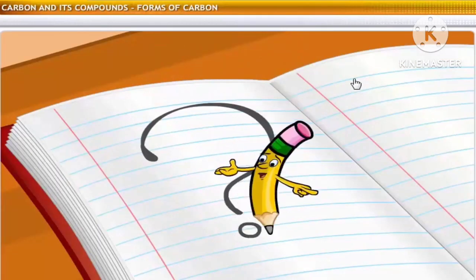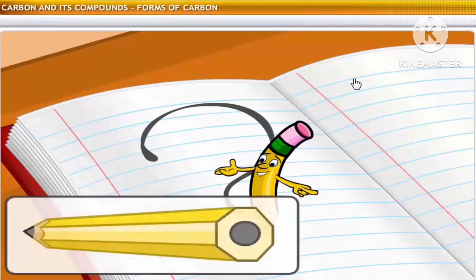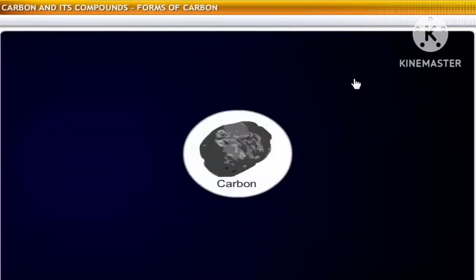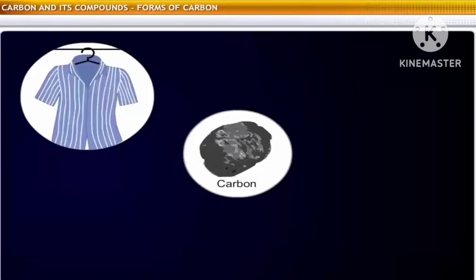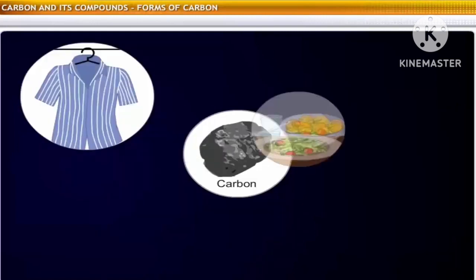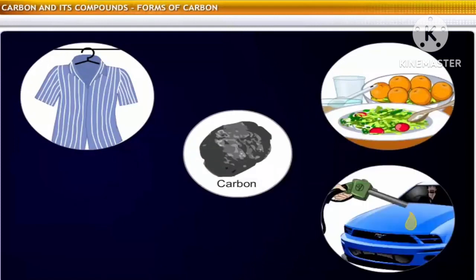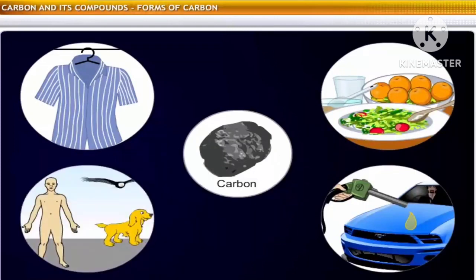Hey, did you know that lead pencils actually don't contain any lead at all? That's right. Lead pencils contain graphite encased in a wooden covering. Graphite is nothing but carbon. In fact, carbon is found practically everywhere in your surroundings. It is present in the clothes you wear, the food you eat, the fuel in your car, and in the tissues of all living beings.